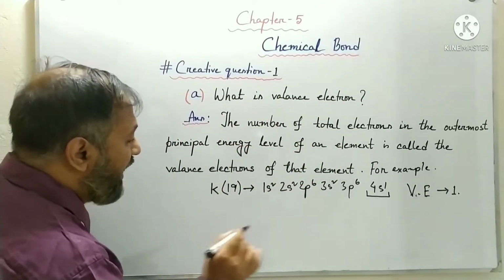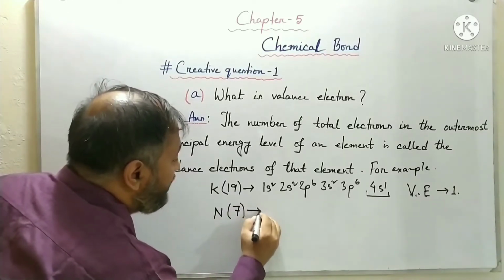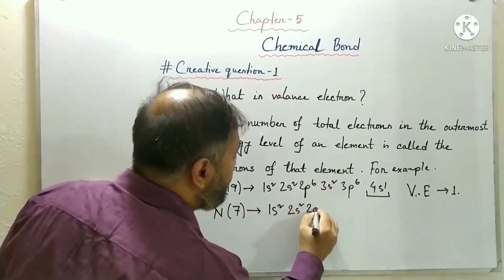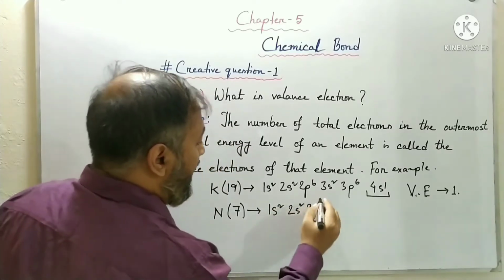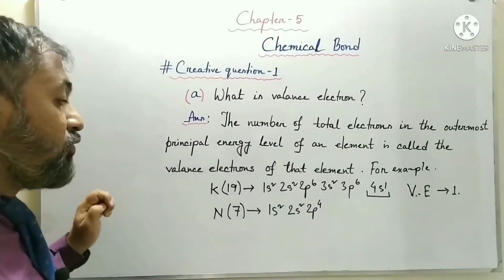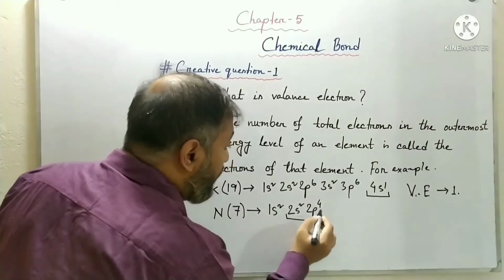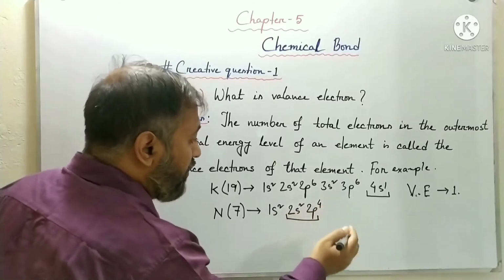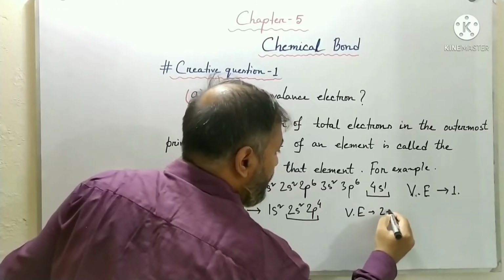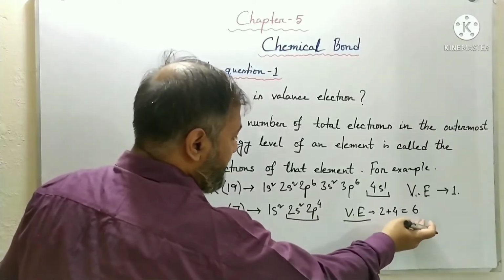In a similar way, I would like to show you another example of valence electron. This is nitrogen. The total number of electrons present in nitrogen is 7. So when you go through the electronic configuration of nitrogen, what will we find out? 1s2, 2s2 and 2p4. Now students, you can see the outermost energy shell of nitrogen is 2, and the total number of electrons here is 2 plus 4. So the valence electron in this case is 2 plus 4, that means 6. So the valence electron of nitrogen is 6.